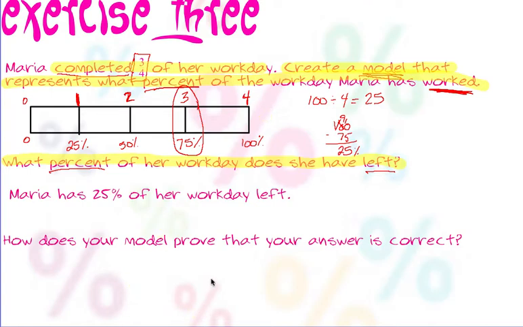Okay, now here, let's look at the next part. How does our model prove that answer? Well, we already kind of talked about this. We showed that we know that between 75% and 100% is 25%. So since this much has already been done, I know that that box that I have left is equal to 25% by either subtracting my percentages or by checking to see that one section, or 1/4 of the boxes, is equal to 25%.